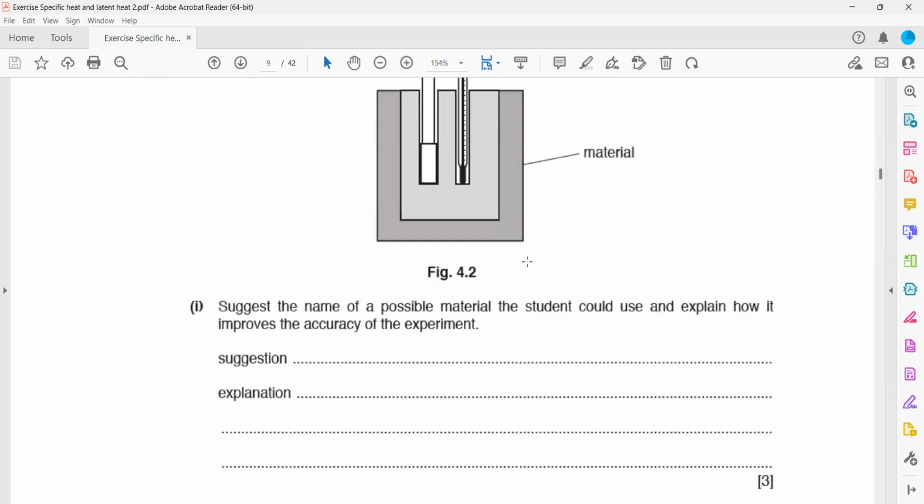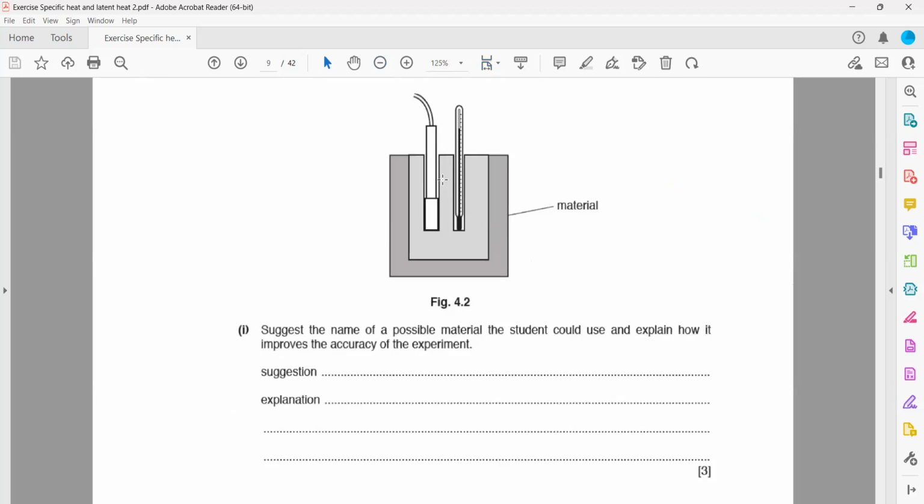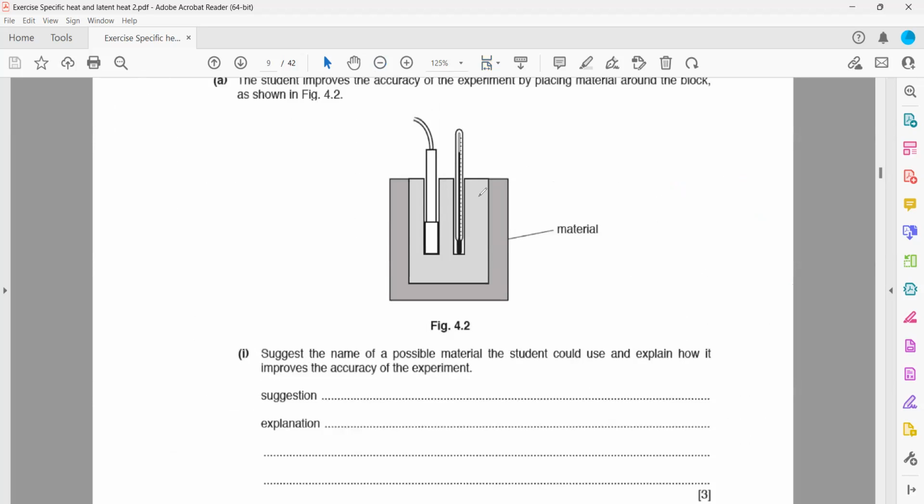Suggest the name of the possible material that the student could use, and explain how it improves the accuracy of the experiment. Basically, use insulating material so that the heat energy wouldn't be lost to the surroundings. You can mention any suitable insulating material, like cotton or cardboard.